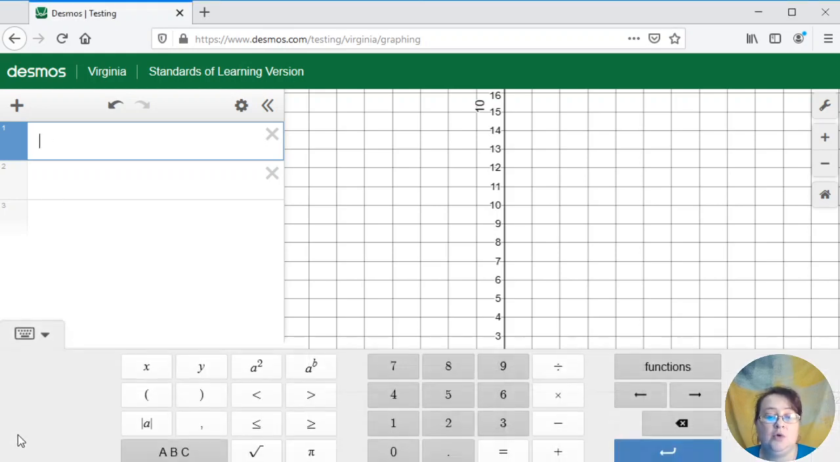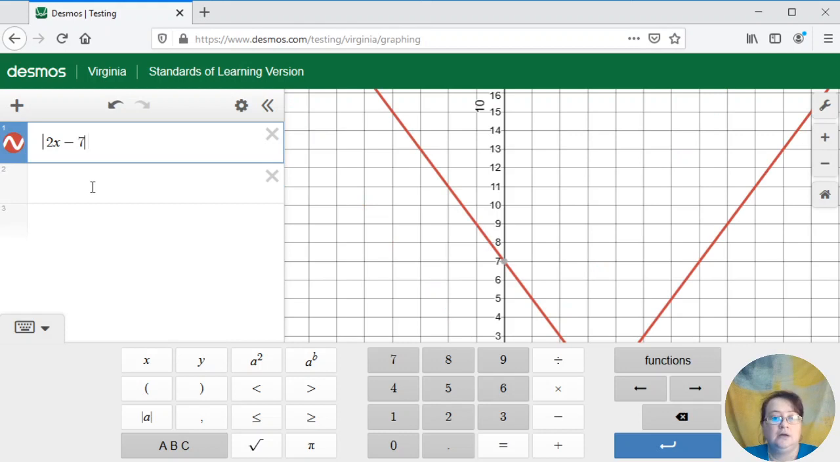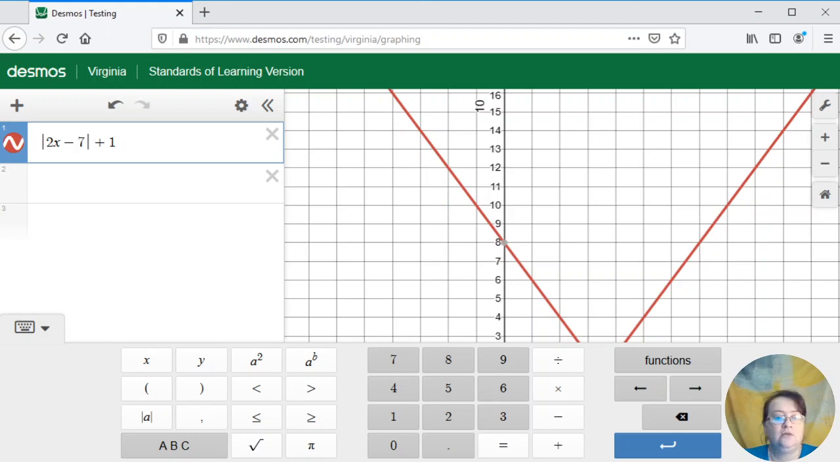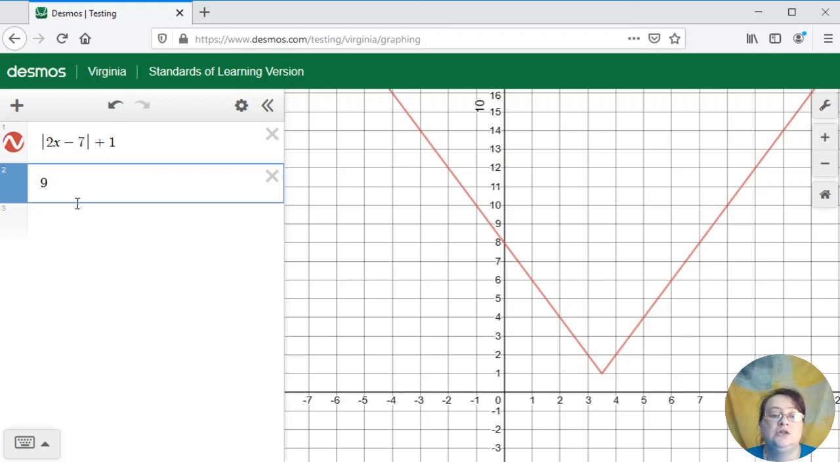I can hit my keyboard button for my absolute value. And inside we had 2x minus 7. I could right arrow out of that absolute value, put in my plus 1. I don't really need that keyboard anymore, so I'm going to drop that back down. Now, if I put 9, that right side, here by itself in the second line, it doesn't do anything.